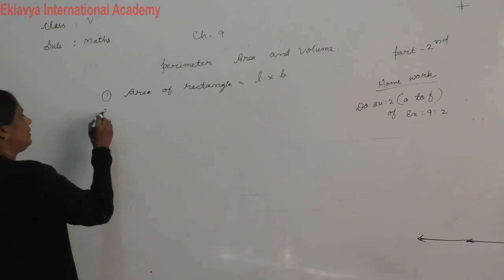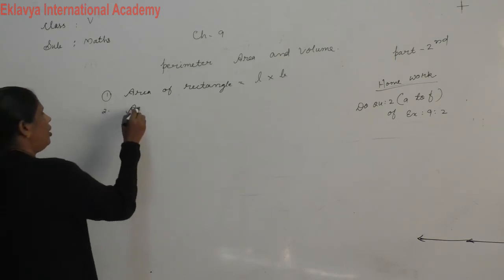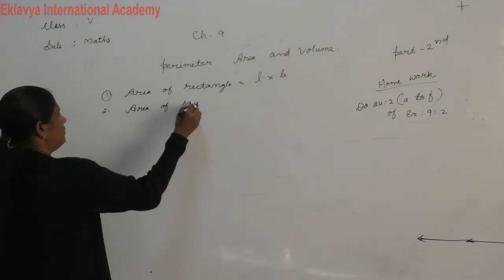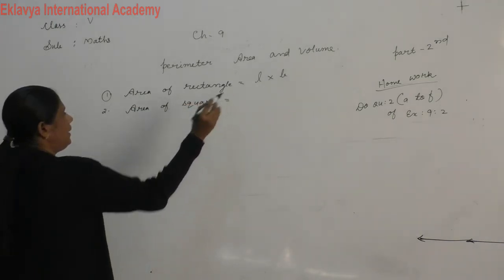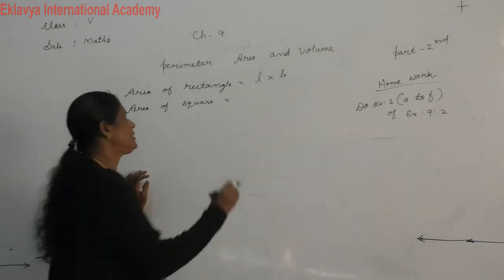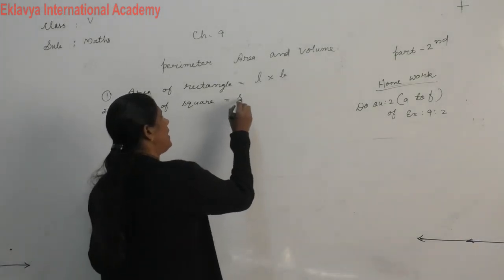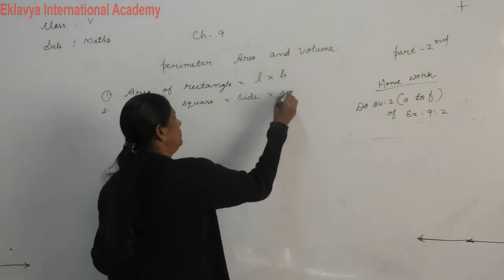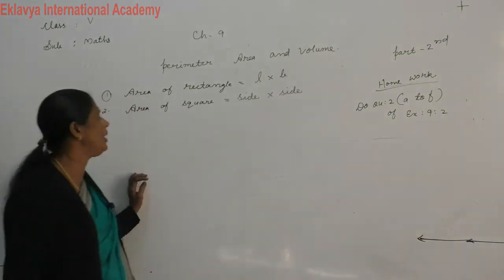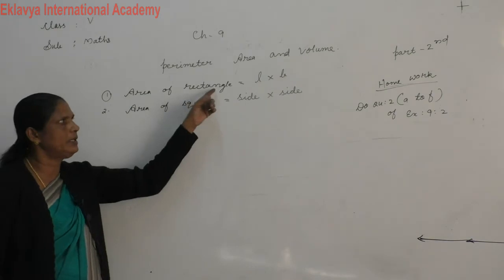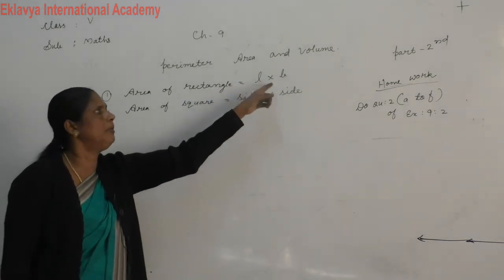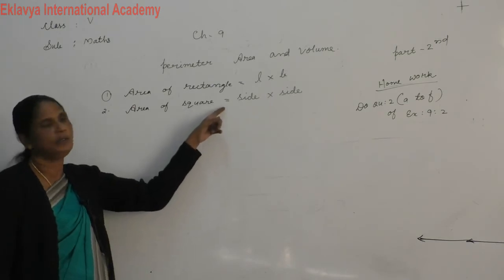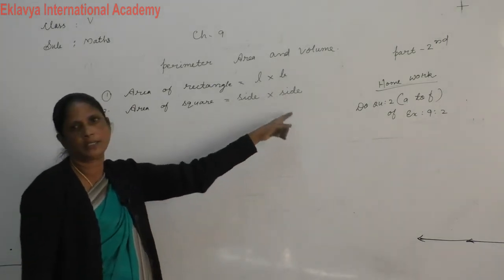Then second, area of square is equal to side into side. What is the formula? Area of rectangle is equal to length multiply breadth. Area of square is equal to side multiply side.